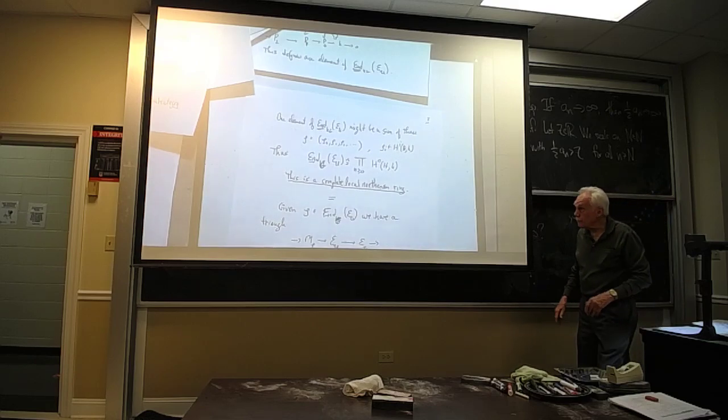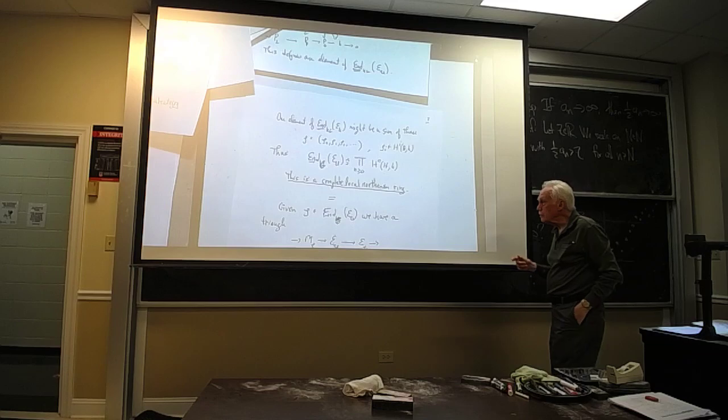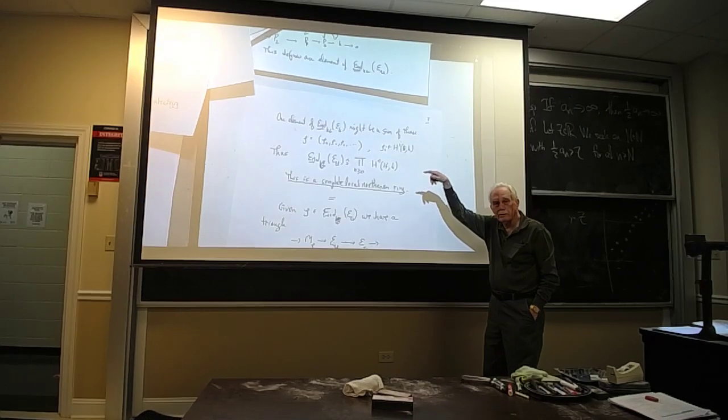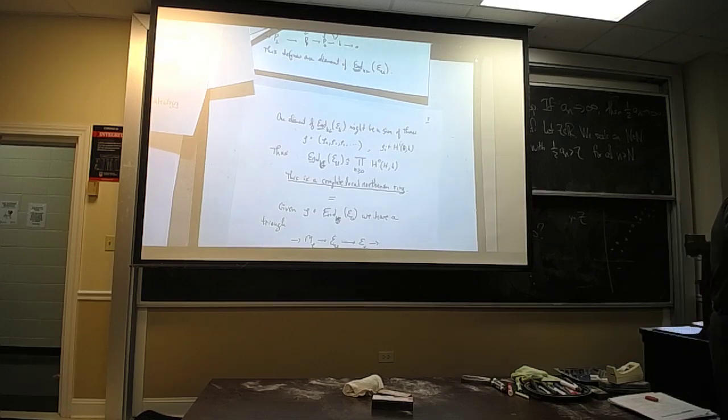Well, the punchline of that is that this is actually a complete local noetherian ring. Okay. It's got a unique maximal ideal. That's the stuff of degree 1 or greater. That's where the zeta 0 is equal to 0.